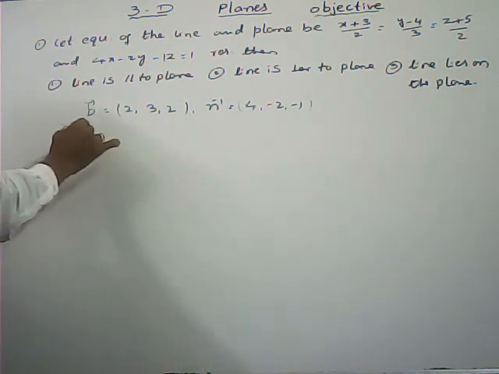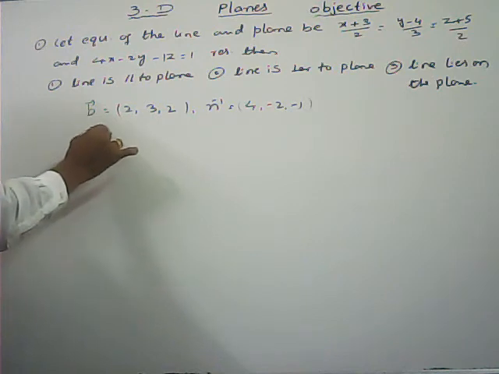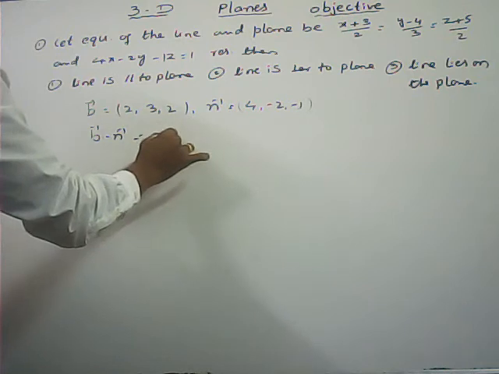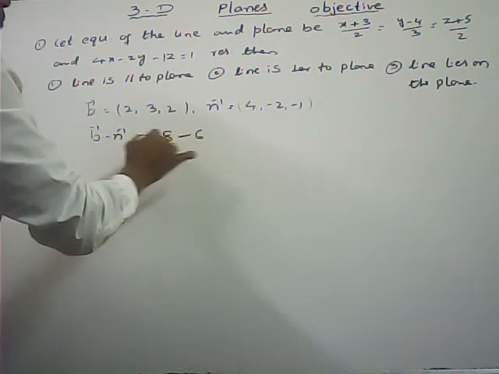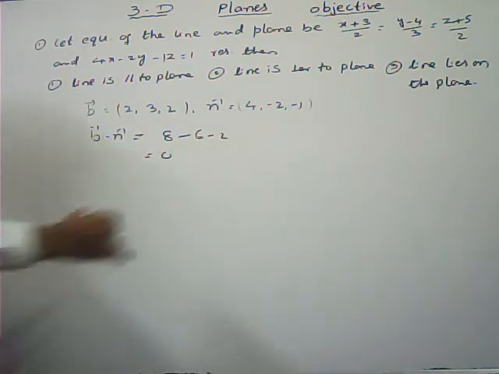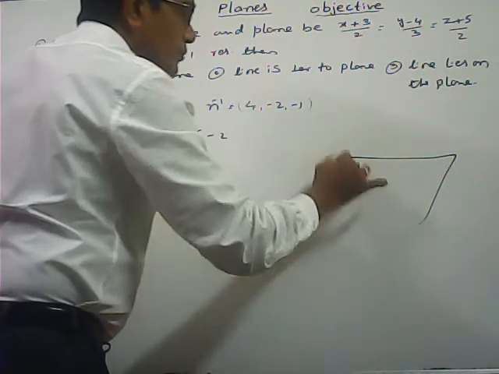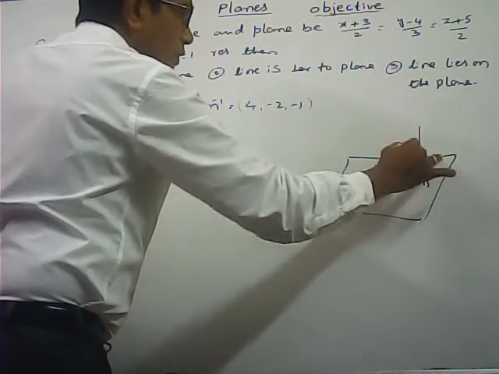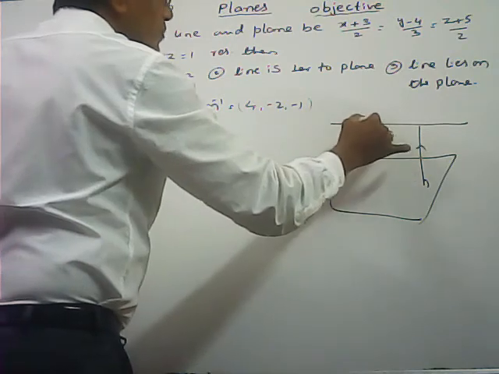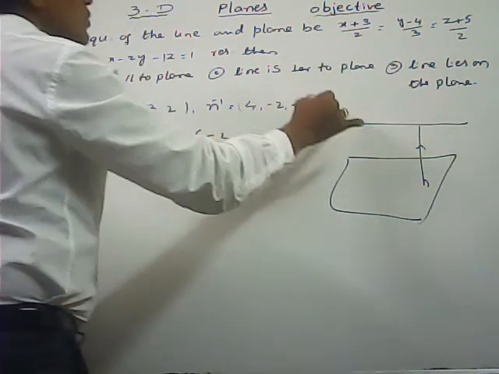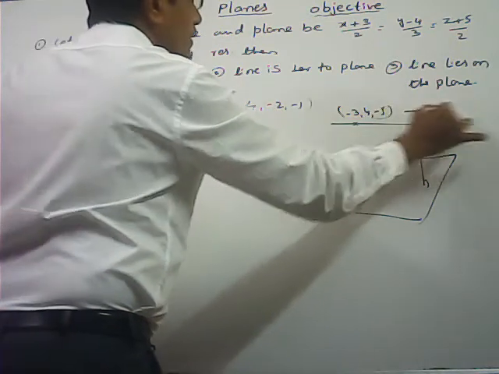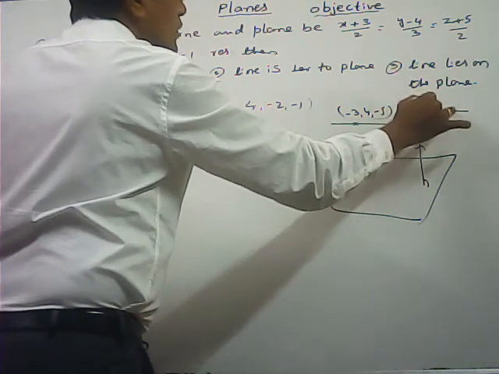First we check the dot product, b bar dot n bar. 2 into 4 is 8, 3 into minus 2 is minus 6, and minus 2. We are getting 0. Always we consider the normal direction ratios. This is the line, and this is the plane. The line passes through the point minus 3, 4, minus 5 and has direction ratios 2, 3, 2.